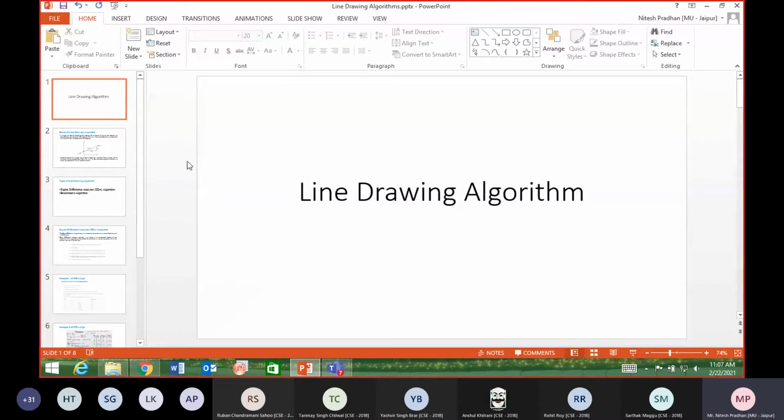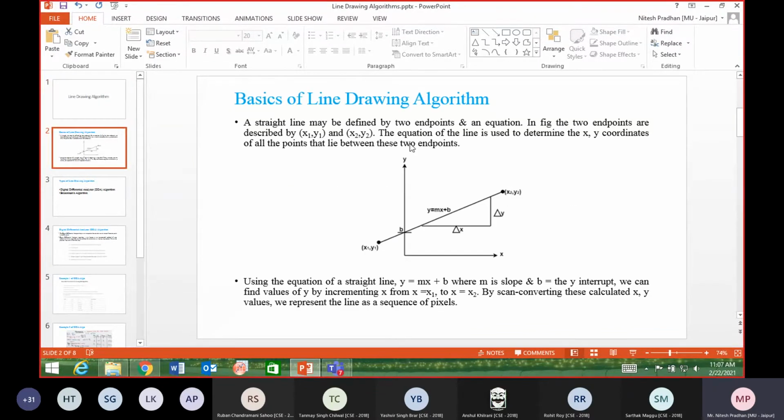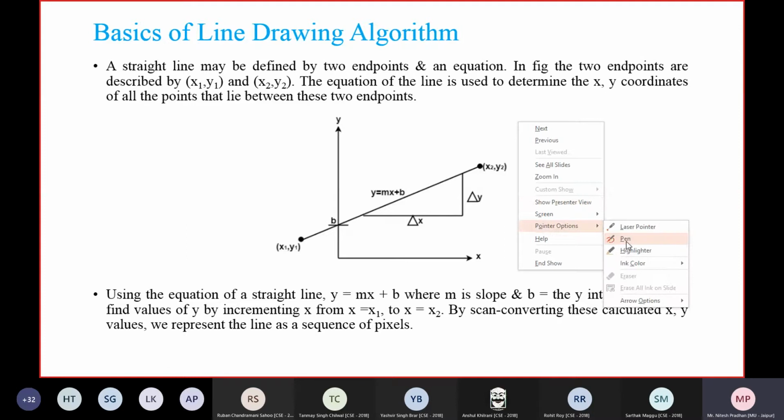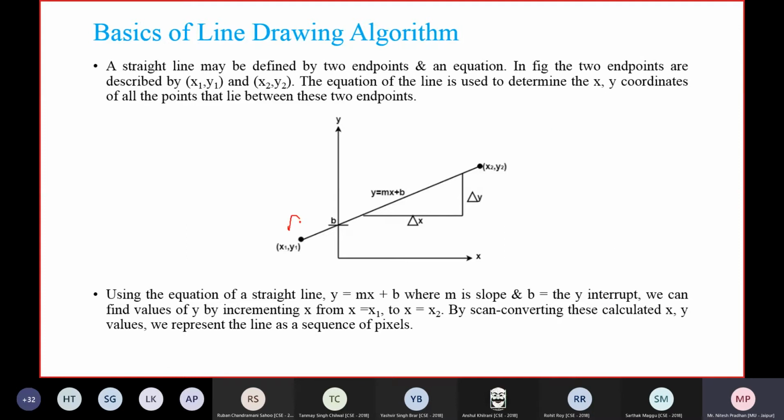So guys, what is this line drawing algorithm? Let me define the basics first. We are given 2 points, that is x1 y1 and x2 y2, as you can see in this image, and we have to find all the middle points to draw the line from this point to this point. Let us assume this is your point A and this is your point B.